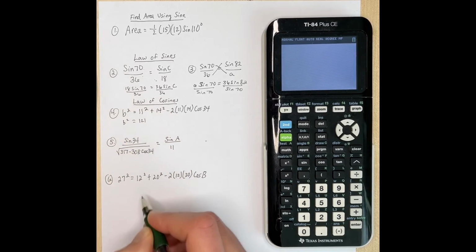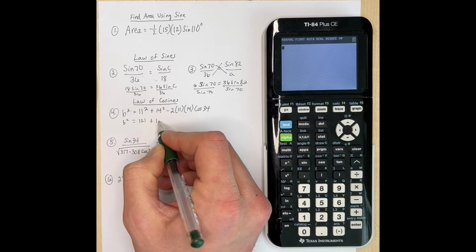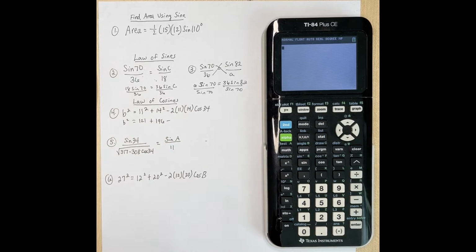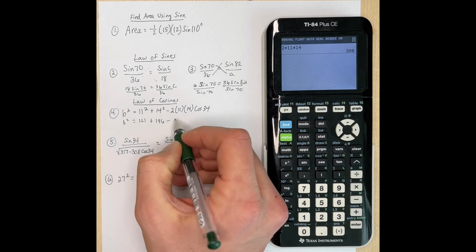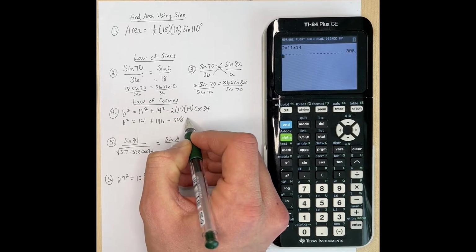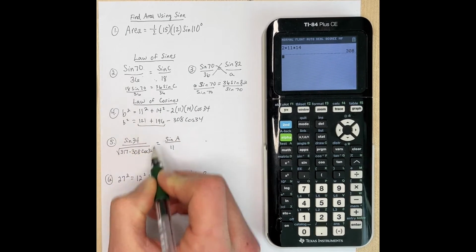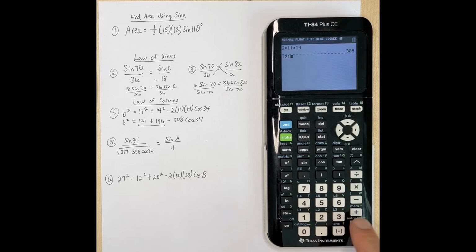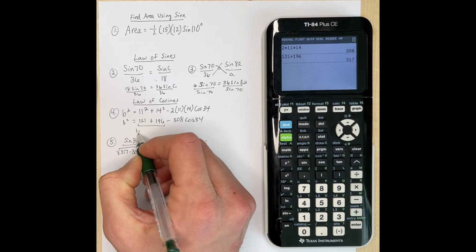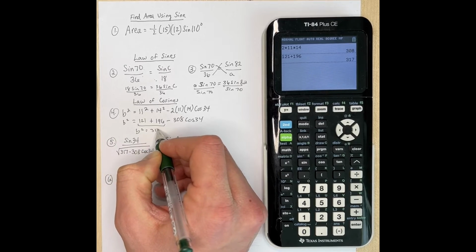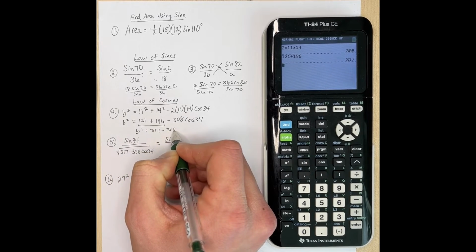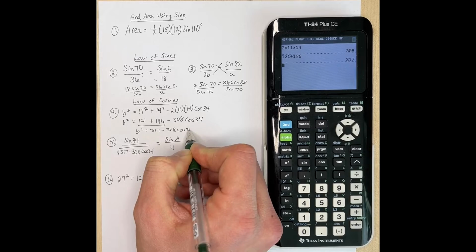Now I know this in my head is 121, and I know 14 squared in my head is 196. Okay, now I'm going to put my minus there, and I'm going to do 2 times 11 times 14, and that gives me 308. So I do 308 cosine 34. Now here I would add those two together, so I can do 121 plus 196. That gives me 317. So now we have b squared equals 317 minus 308 cosine 34.